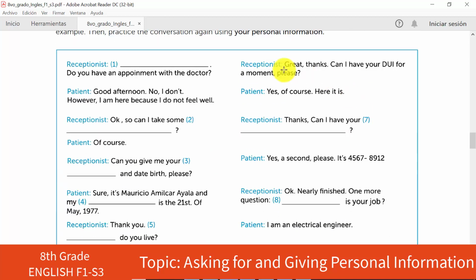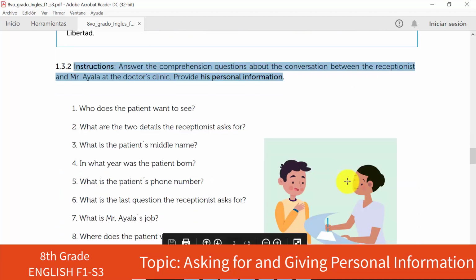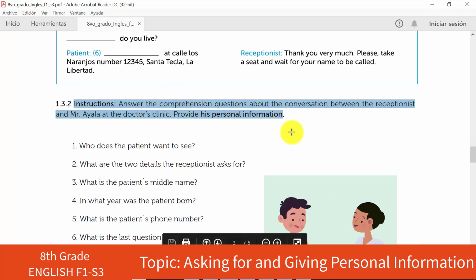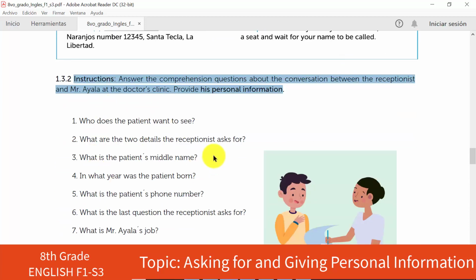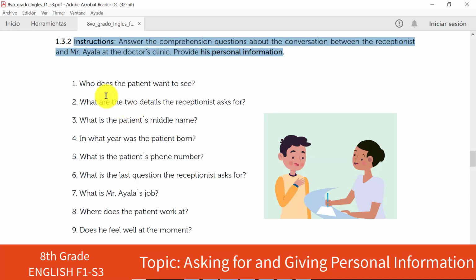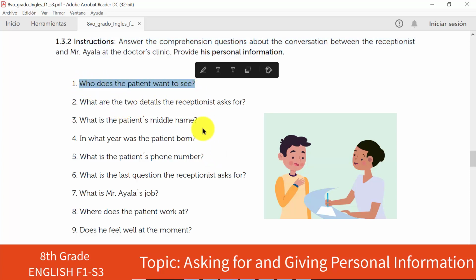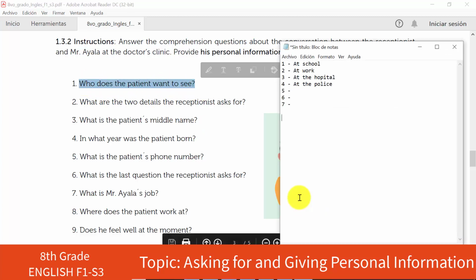Basado en lo que ya respondimos aquí arriba, vamos a responder estas otras preguntas. Voy a hacer las primeras dos as an example. ¿Ok? Who does the patient want to see? ¿A quién quiere ver el patient? Who does the patient want to see? Escribamos la respuesta, pues. Practice.